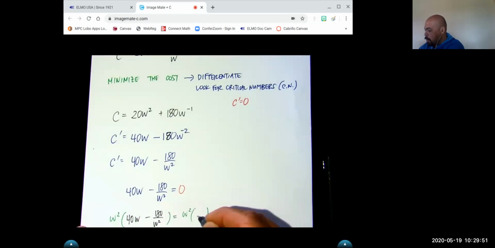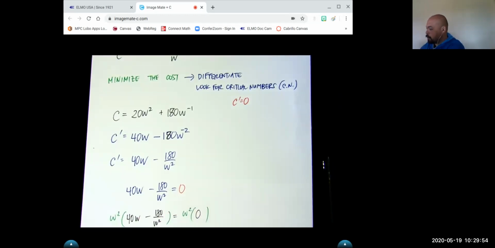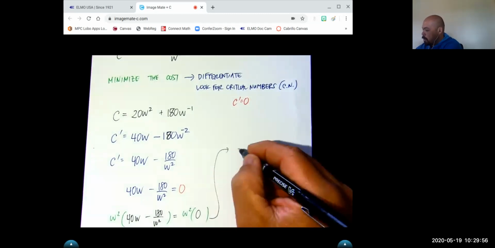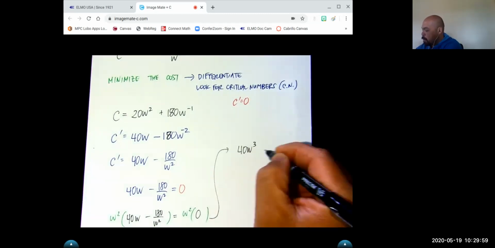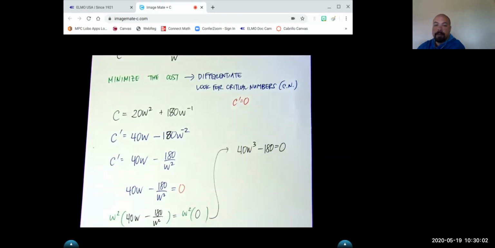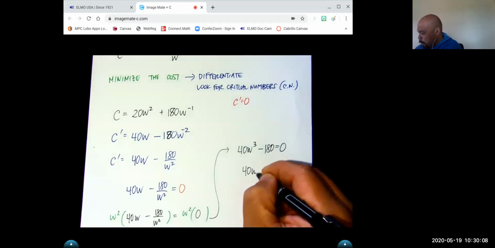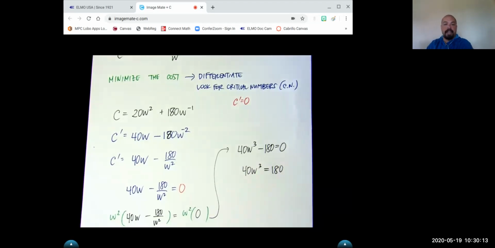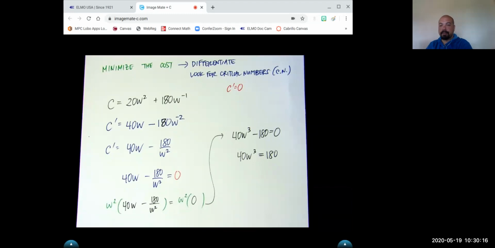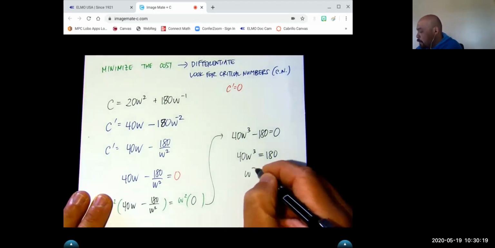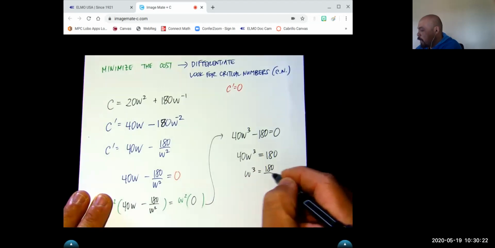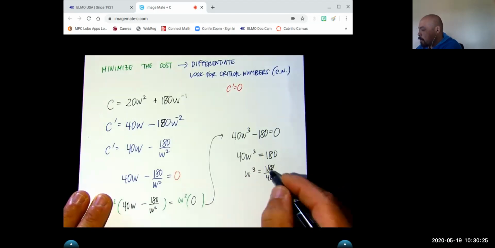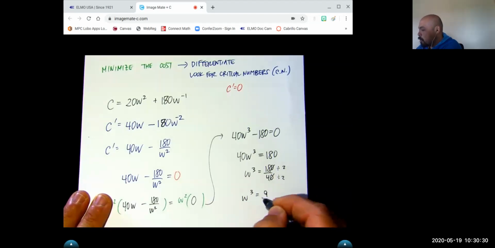clearing the denominator, move that work up here, we're going to get 40w cubed minus 180 is equal to 0. Depending on what I want to solve, we can start to isolate that w cubed, because I probably don't want to have to deal with factoring a cubic. Dividing by 40 on both sides, 180 over 40, the zeros go away. Dividing by 2, w cubed is going to be 9 halves.